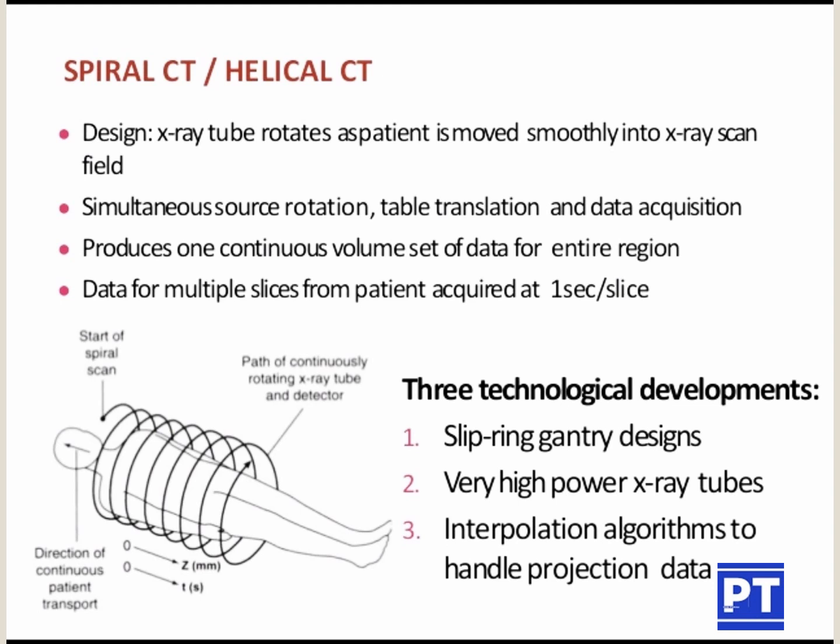So the helical CT or the spiral CT design is that the X-ray tube rotates as the patient is moved smoothly into the X-ray scan field. Simultaneously source rotation, table translation and data acquisition are happening. It produces one continuous volume set of data for the entire region, data for multiple slices from the patient acquired at 1 second per slice. Three technological developments.